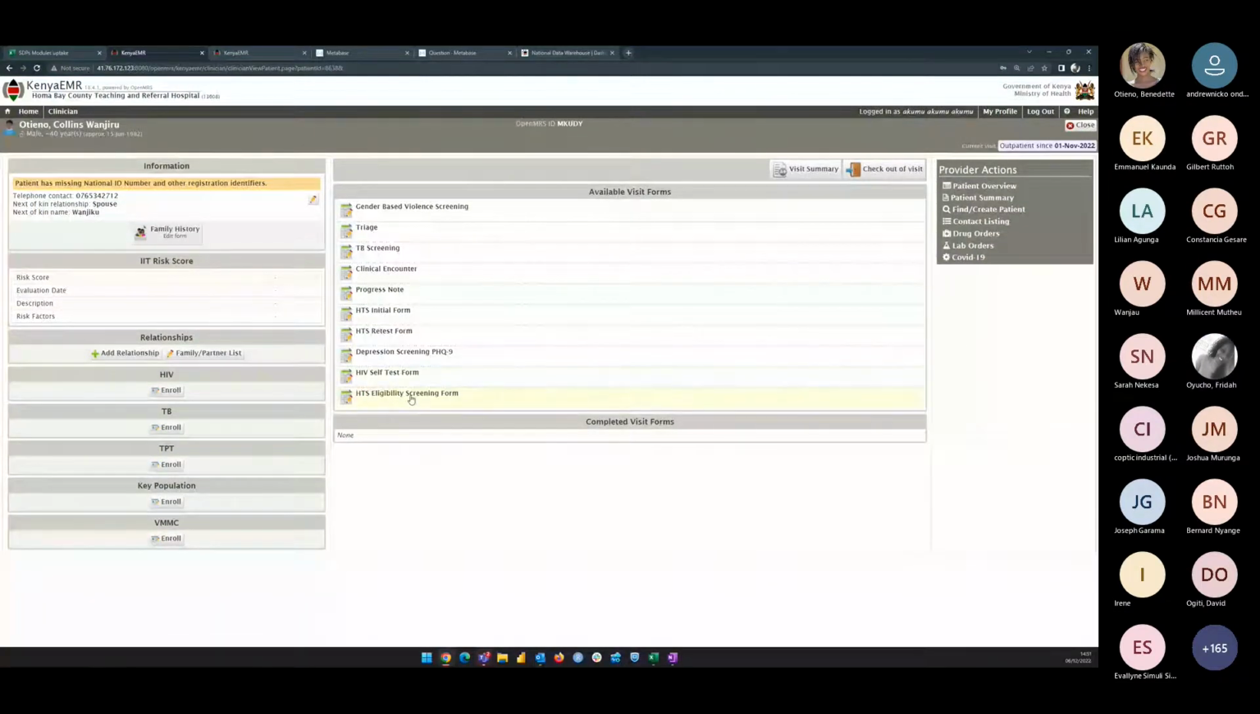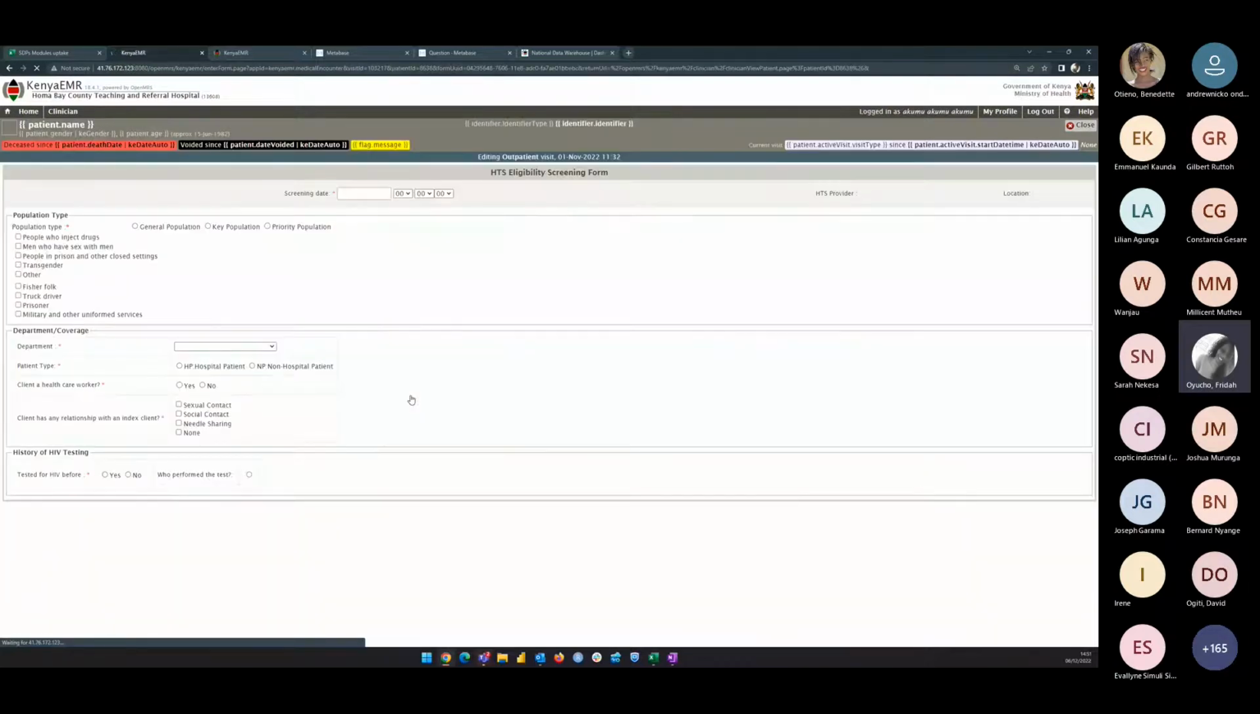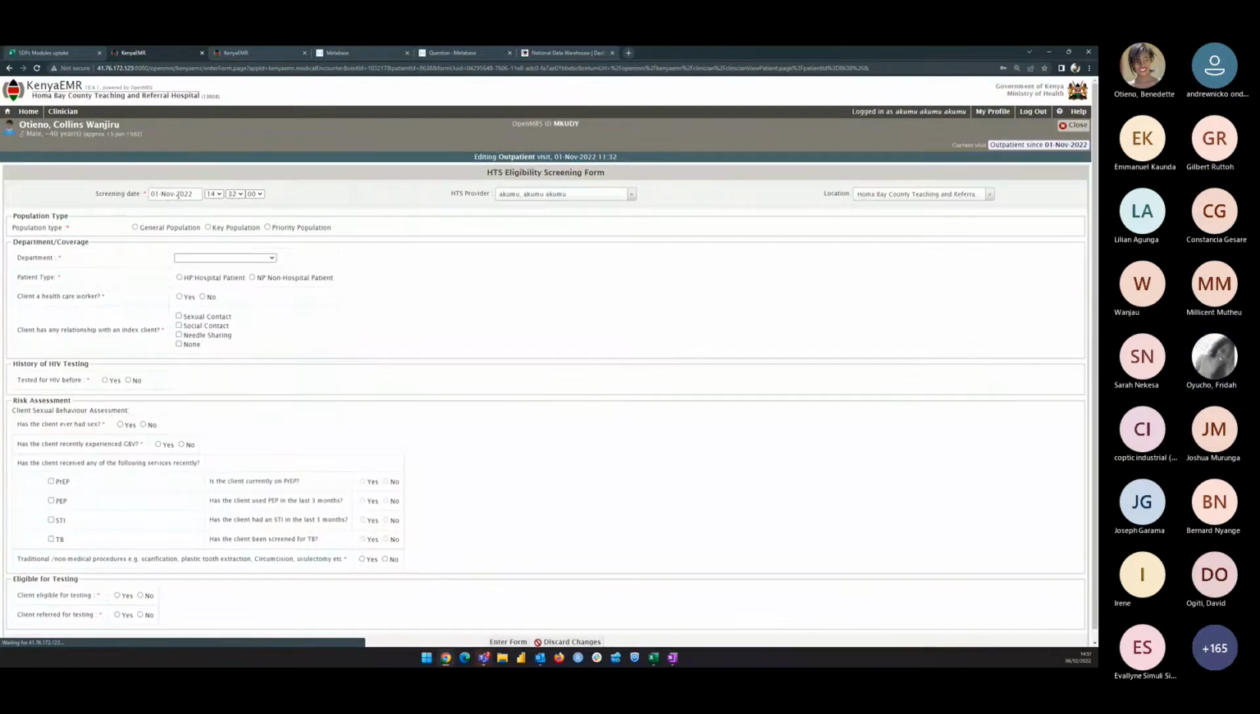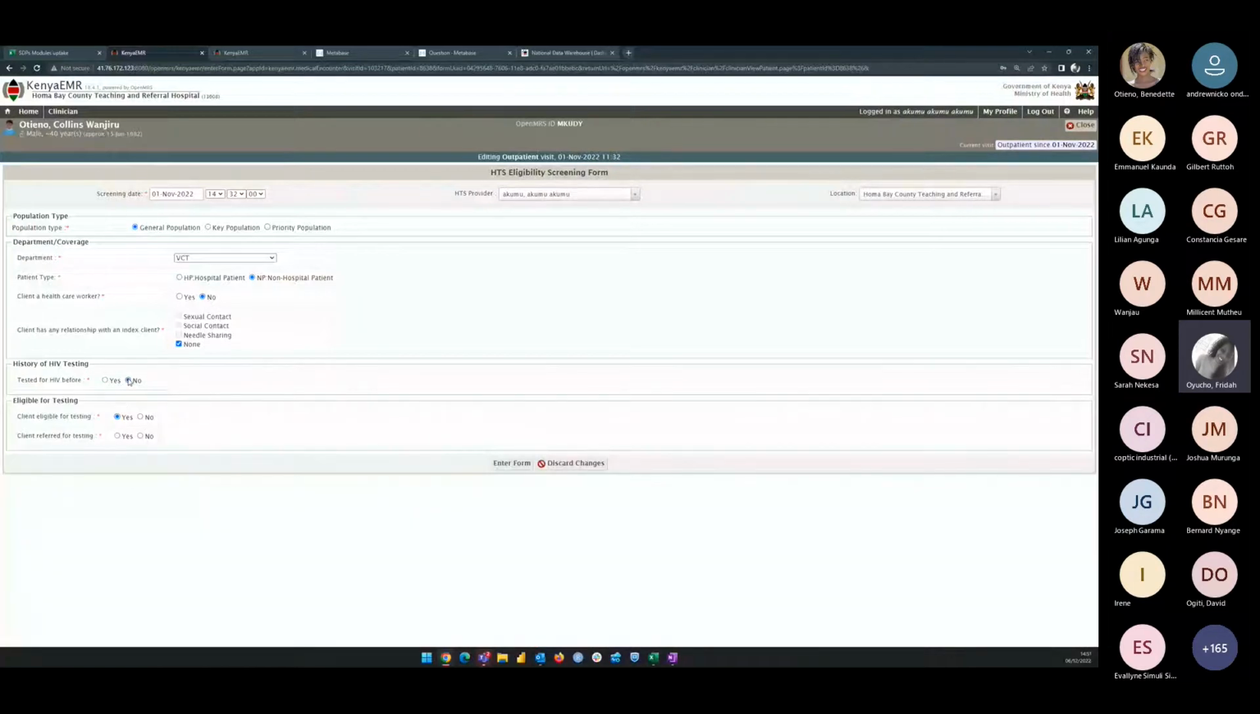So first things first, you'll be able to fill the HTS eligibility screening form. I'm just going to fill this very fast. This is what we normally do at the facility level. So you'll just complete the eligibility screening form. Assuming the client I'm working with is a non-hospital patient who is not a healthcare worker, and they don't have any relationship with an index client, and assuming this client has never been tested for HIV before, the moment I say no, of course, the client is eligible for testing.